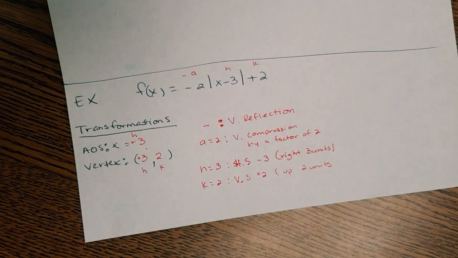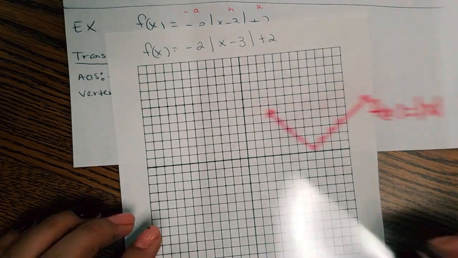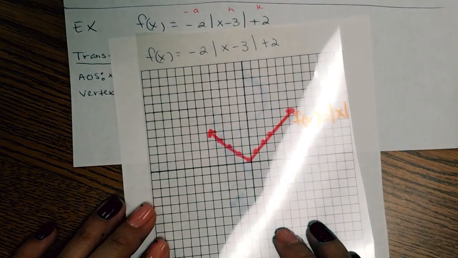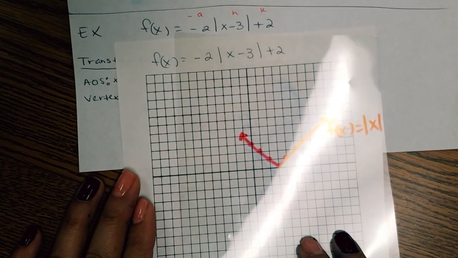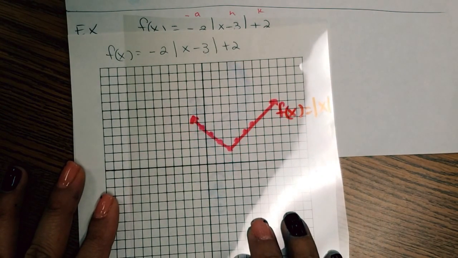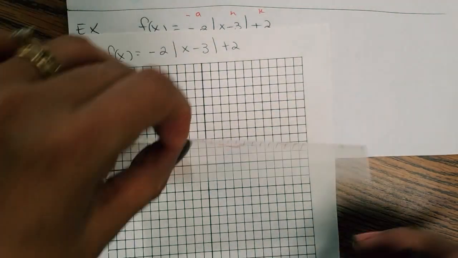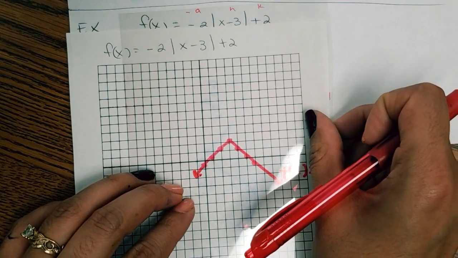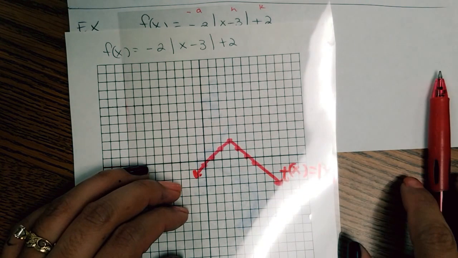Okay, so what that means is, if you were going to graph this function, you would take the parent function that's there in the middle, you would move it to the right 2 units, or 3, and then you would move it up 2. You would flip it because of that negative, and then you would compress it, which means you would make it smaller by a factor of 2.